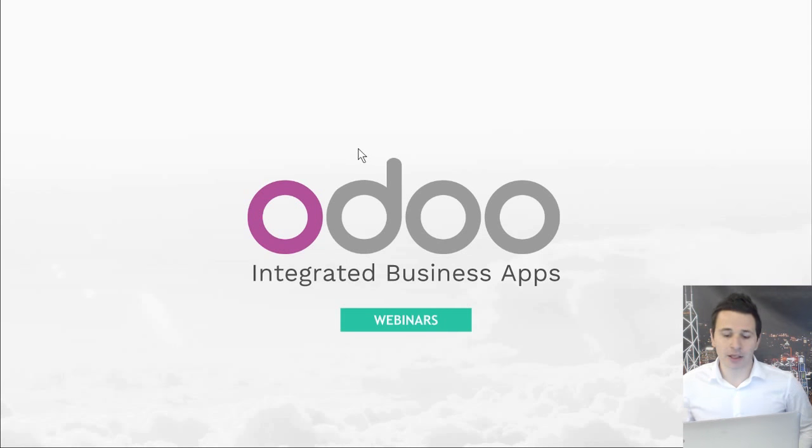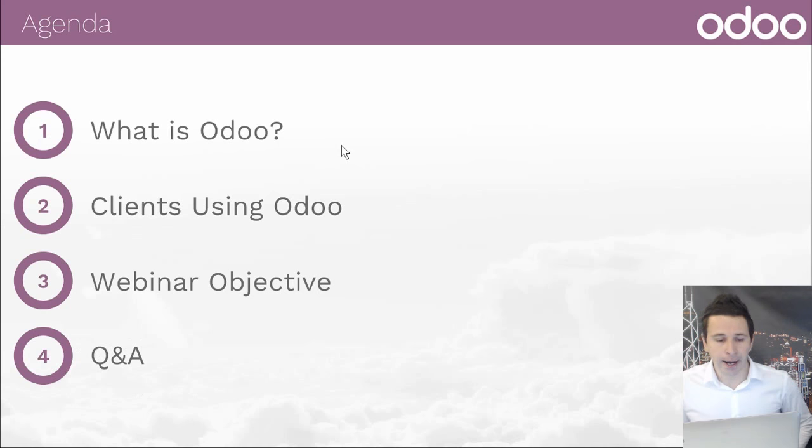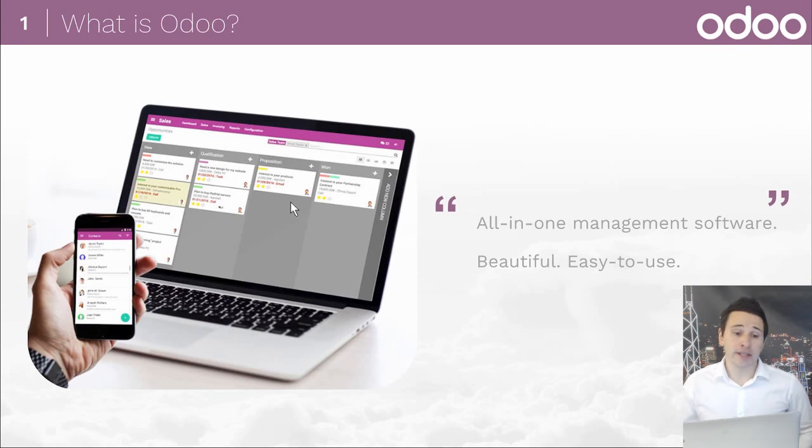We're going to do a webinar today which is going to focus on the service company, so how to manage a service company in Odoo. First, we're going to do a quick presentation of Odoo, the company. We'll go through an example of a customer that uses Odoo on a daily basis. Then define in 3 points the objective of the webinar, and then we will finish with some Q&A, as Ken already stated.